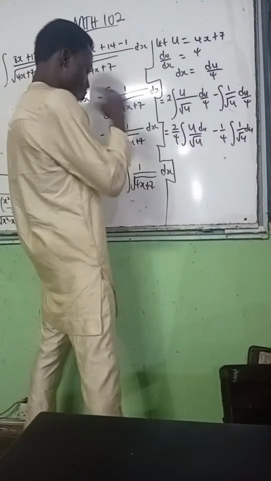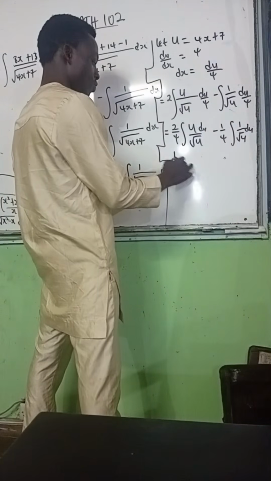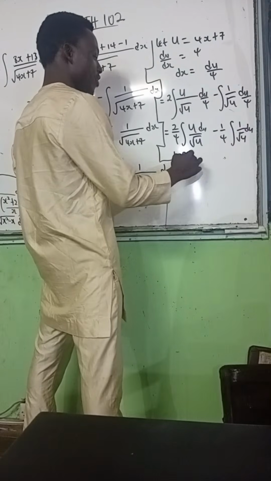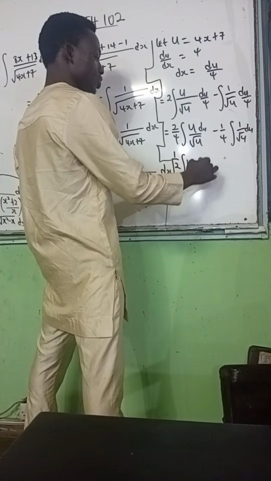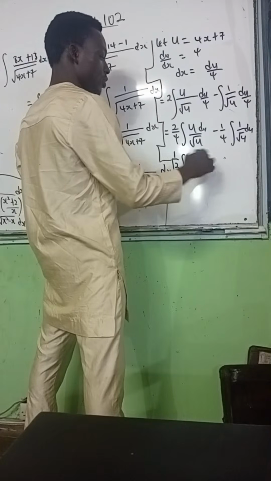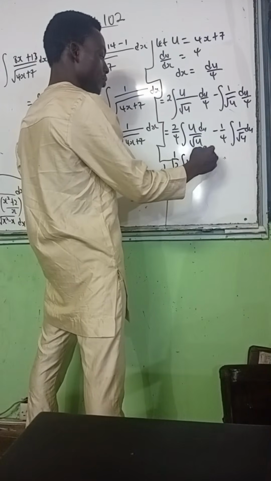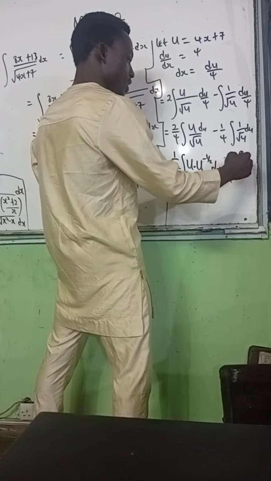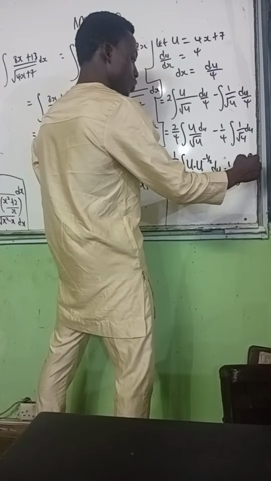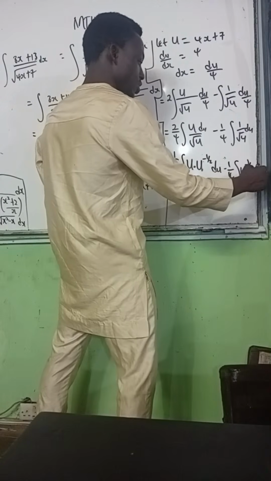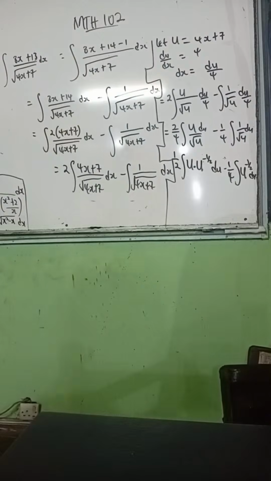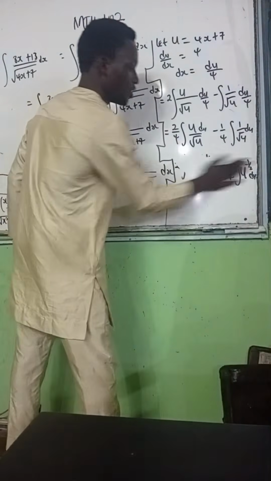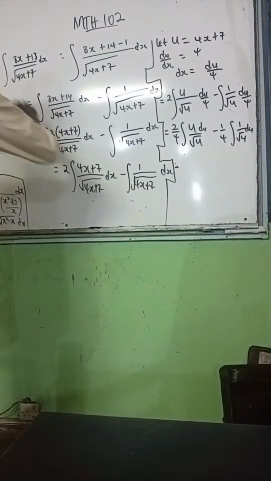So here we have 2 over 4, which is 1 over 2, integral of u times u to the minus half du, minus 1 over 4 integral of u to the minus half du. Let me see if that's showing very well in the video. Okay, I think it's showing very well.